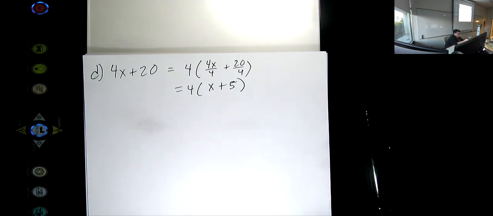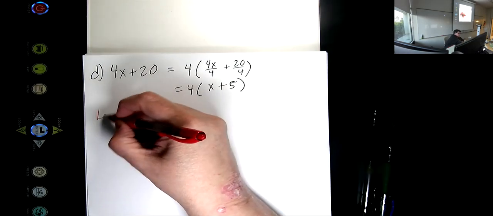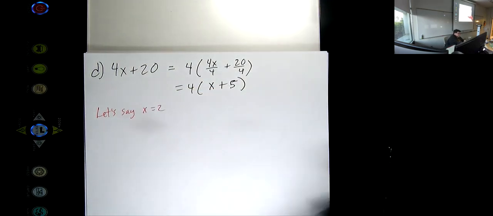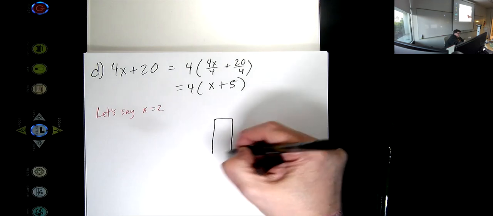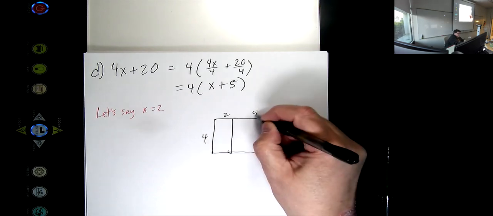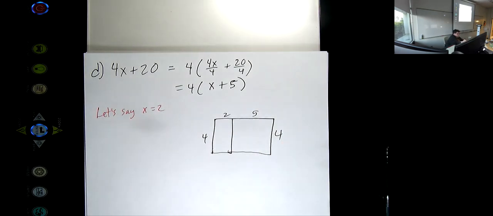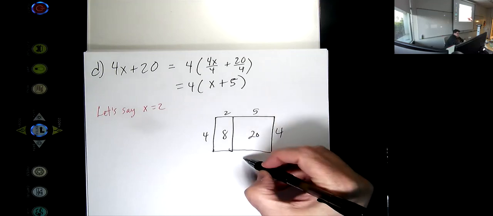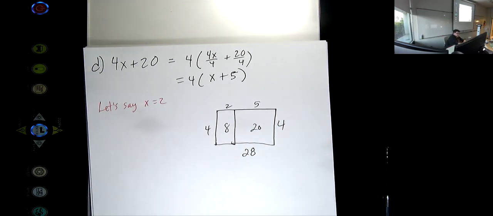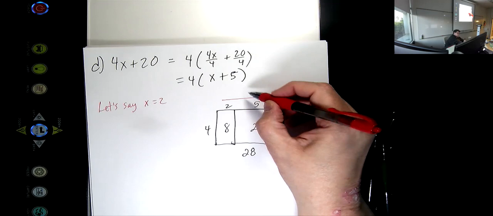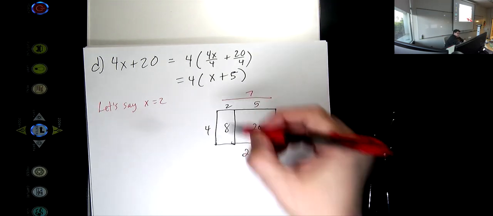The idea of this is, let's say x equals 2. I could have a box that's 2 wide and 4 tall, and a box that's 5 wide and 4 tall. And I'm really just doing the area. 4 times 2 is 8, and 4 times 5 is 20. The area is 28. Or I could have the 2 plus 5 first, which is 7, and then 4 times 7 is 28.